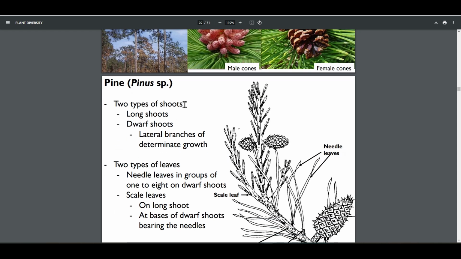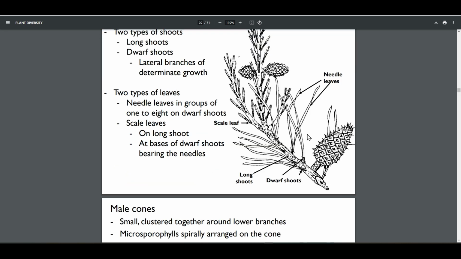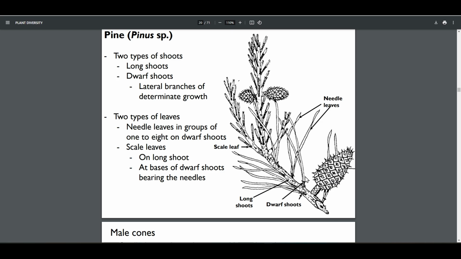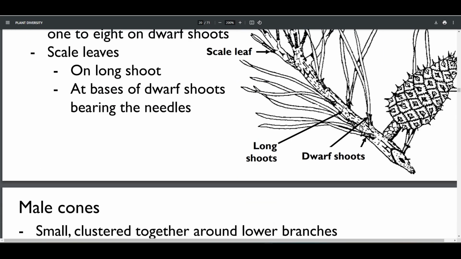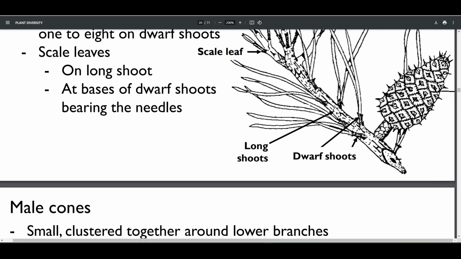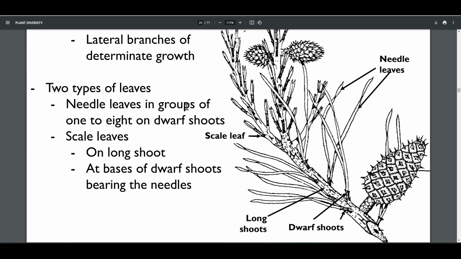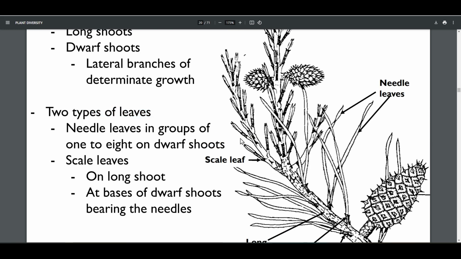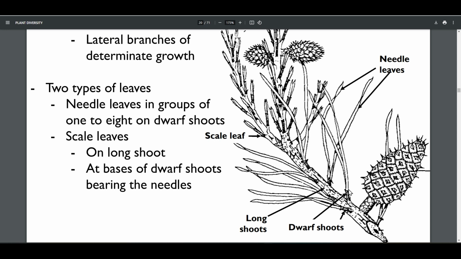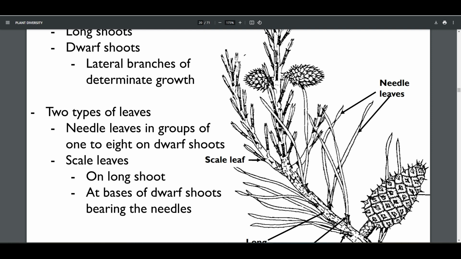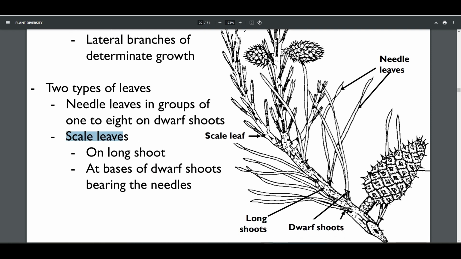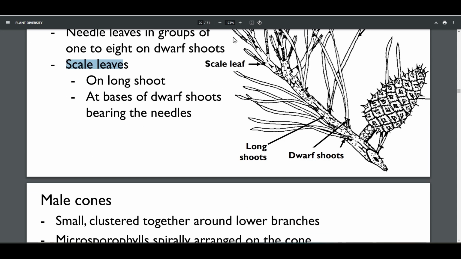So pines have 2 types of shoots. This lower part is kind of like a stem, but it's a shoot. It has the long shoot, this long part, and the dwarf shoot, which is this little structure here, like a little stub. And then there are 2 types of leaves. The needle leaves grow from the dwarf shoot, and the scale leaves grow on the long shoot. So at the base of the dwarf shoot, bearing needles. Sometimes scale leaves may also grow next to the dwarf shoot.